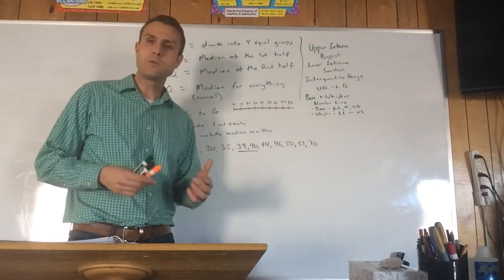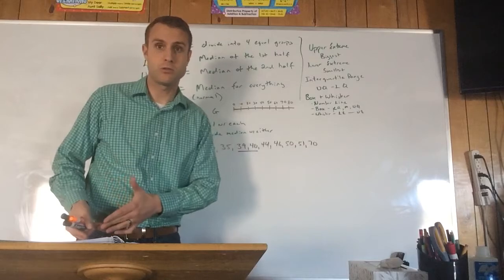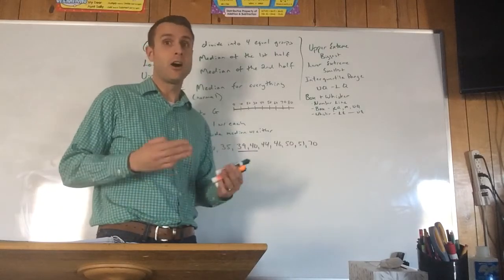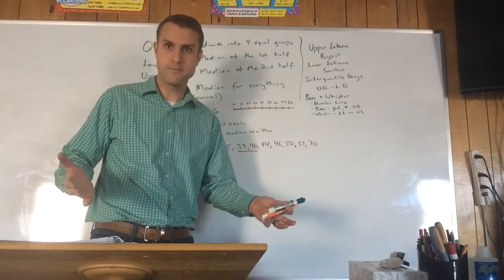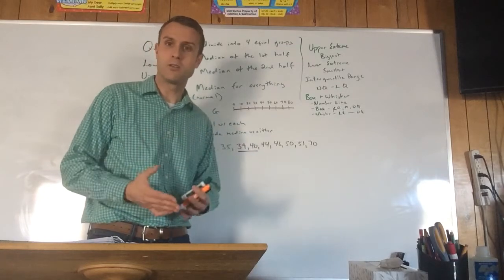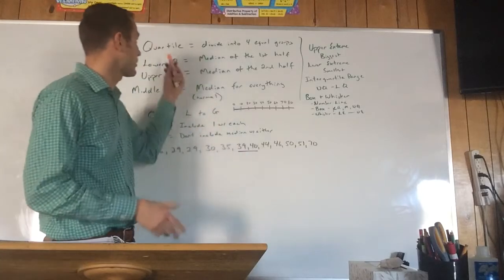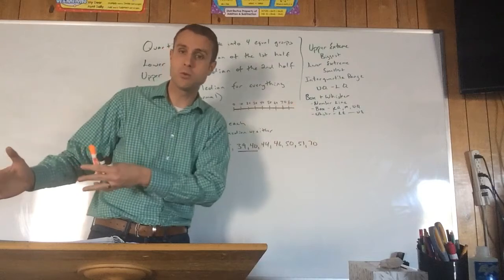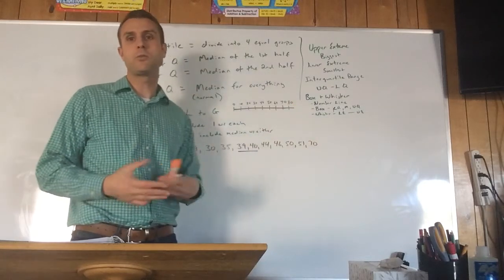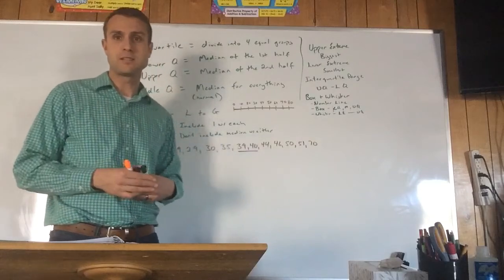One of the ways we can organize data is by splitting it into 4 equal groups. If you split $1 into 4 equal groups, you get quarters, right? So a quartile is a fourth of a group. A quartile is when I divide all of my numbers into 4 equal groups. Each group we call a quartile. So we have 3 different quartiles that we're going to be talking about.